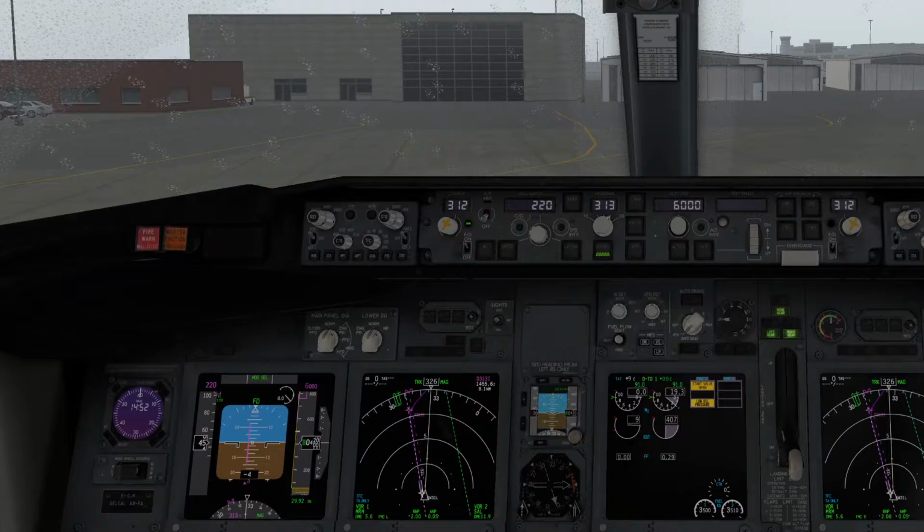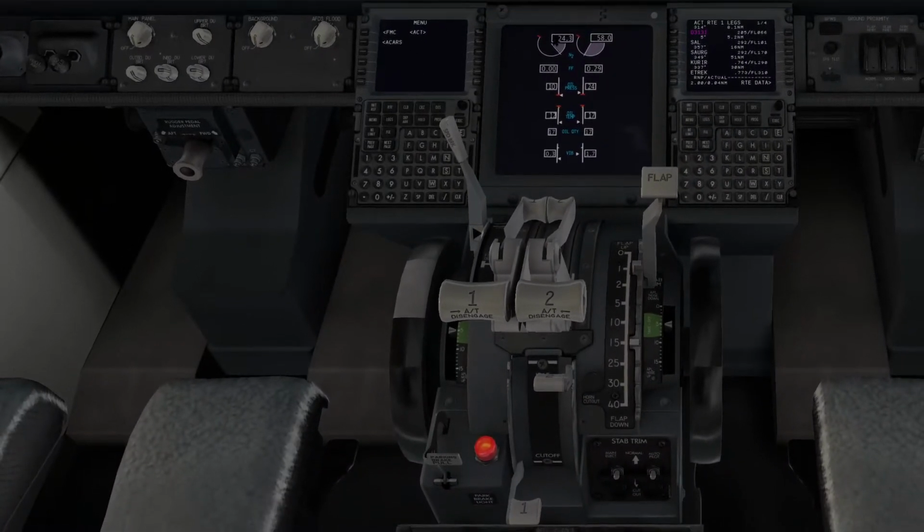EGT lights on. Fuel flow light on, and N1 is increasing, 0.2, 0.4, 0.6, 1, 24% fuel run.